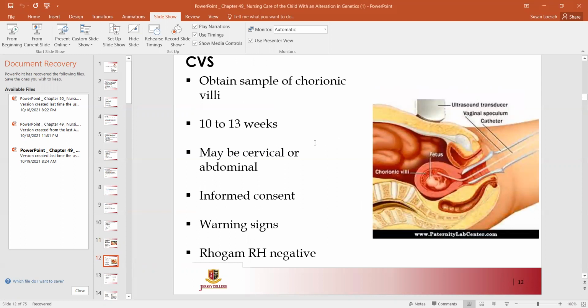The chorionic villi sampling, this occurs between 10 to 13 weeks. Remember, we can do it cervically or abdominally. We talked about that. It is going to require informed consent. Okay. Warning signs can be spontaneous abortion, infection, bleeding, amniotic leaks, fetal limb deformities. Remember, we're going to take that tissue and that can cause the baby to have a malformation of their limb. Okay, so for this one, also, we might have to give the RhoGAM if mom is Rh negative. We're monitoring the baby before and after the procedure.